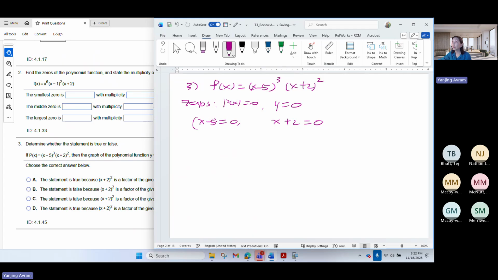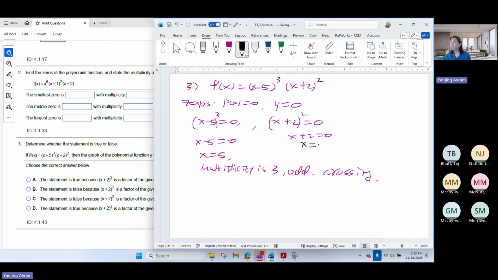Okay? Or if you want to put a cube in here, that's fine. And then you take a cube root on both sides, so this will be x minus 5 equal to 0, or x equal to 5, right? And the multiplicity here is 3, which is an odd power. Odd power means crossing at the x-axis. Okay? This one, you solve for x plus 2 equal to 0. X will be -2, right? And then this is an even power. What does even power mean? That means it's tangent to the x-axis, or sometimes we call it touching to the x-axis.